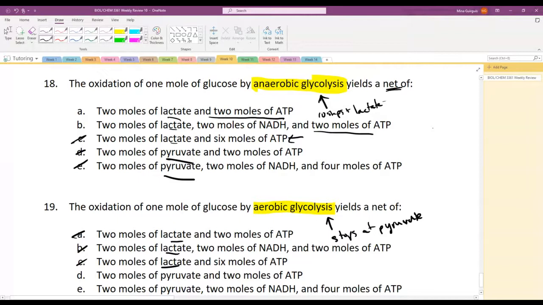And it is 2 net moles of ATP, so that doesn't really help me. So the question is, does anaerobic glycolysis give us NADH? And the answer that I hope everyone remembers is no, it does not. Because remember, NADH, the point of lactate is to get rid of the NADH, making this one A.